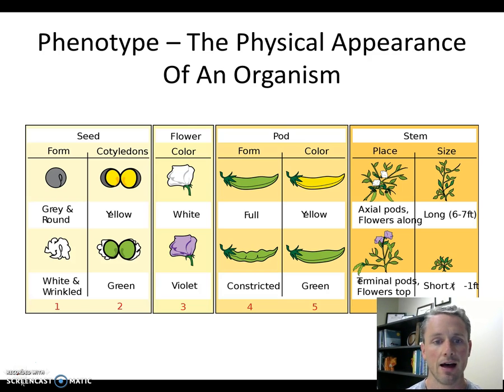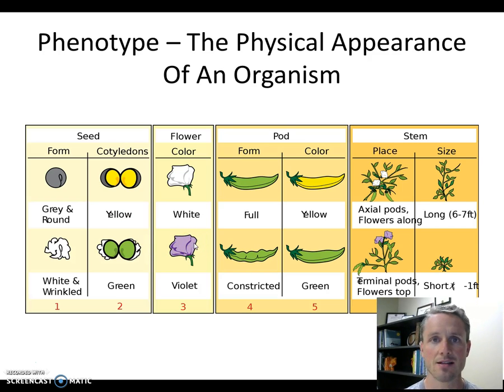So quickly, the different physical appearances related to the seed. Here we're looking at the seed, and he either had these gray round seeds or these white wrinkled seeds. So round versus wrinkled was one of the main traits he looked at. He also considered the color of the seeds. The seeds could be either yellow or green, right? So the physical appearance of the seed was yellow or green.